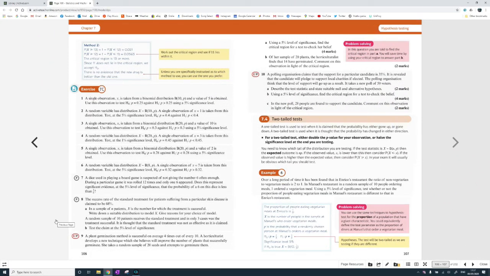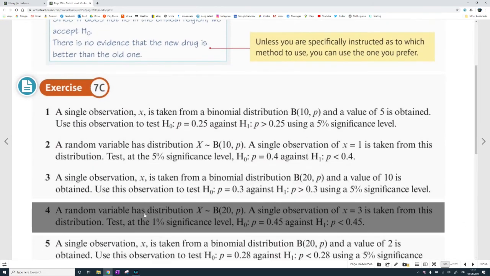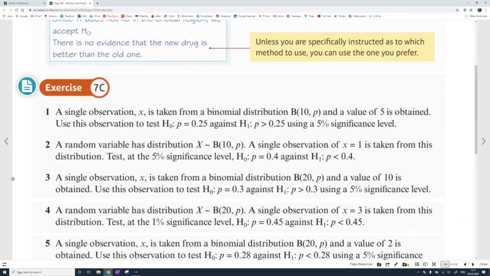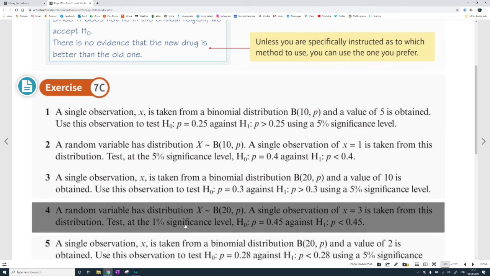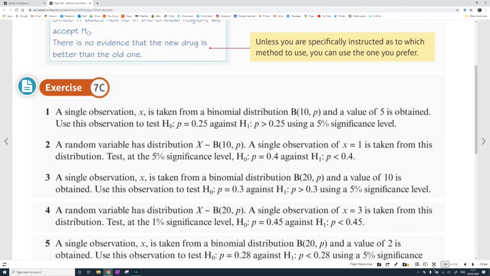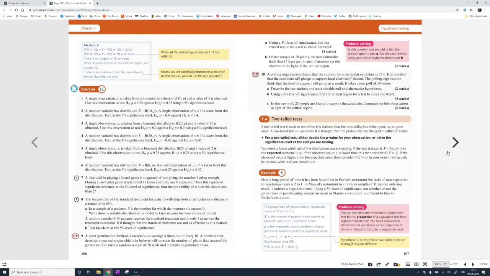Okay, so just a little bit of practice of this from the textbook on page 106, exercise 7C. If I zoom in on that, then we've already done question 3, but if you have a go at 1, 2 and 4, question 4 has a 1% significance level, which is different, but I'm sure you'll be able to work that out. So that's exercise 7C, and that's on page 106.